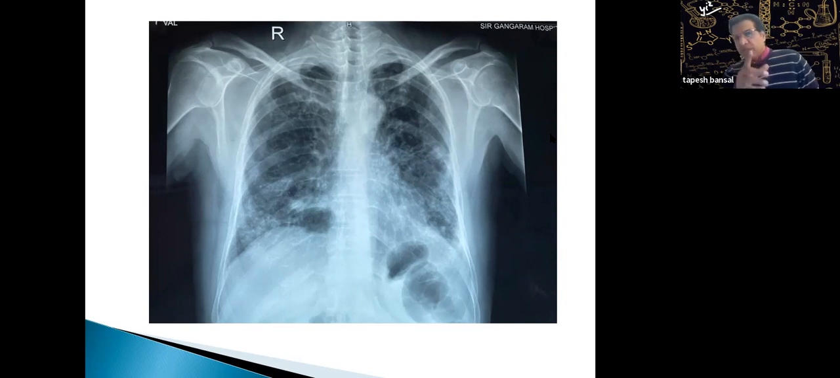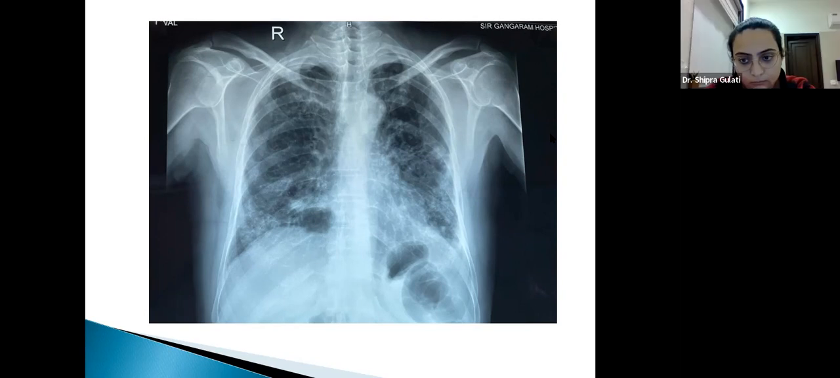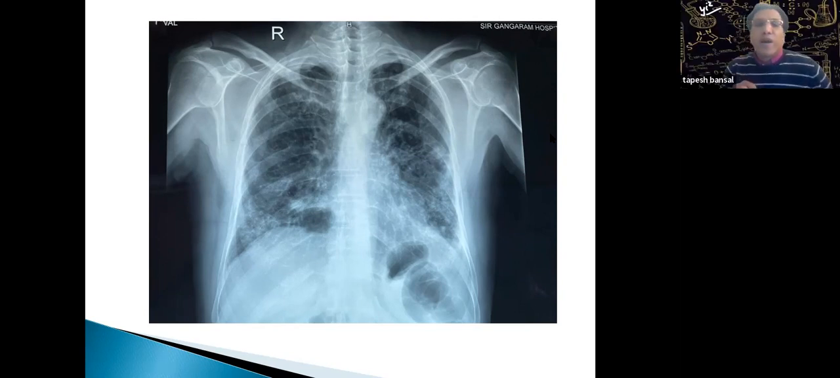And other thing is the X-ray is overexposed, as you can see the entire spine. And that may be because he's cachectic, so the penetration was not adjusted. But other than that, the quality of the X-ray is very good. There is no rotation as such in the X-ray. So that is the way I am looking at it.